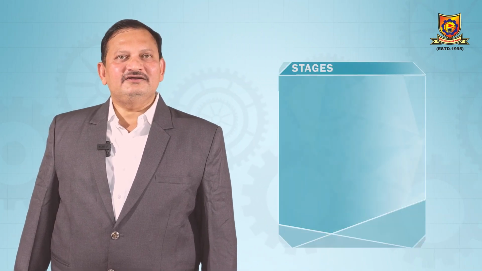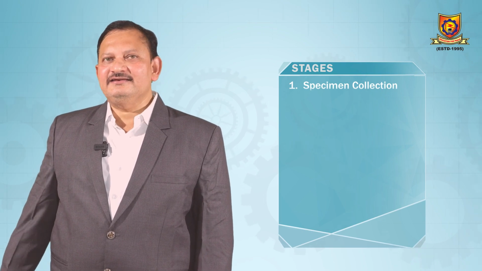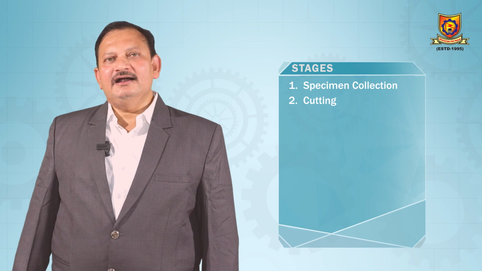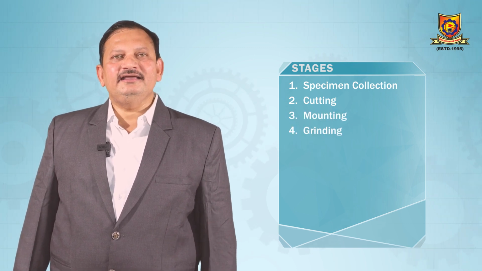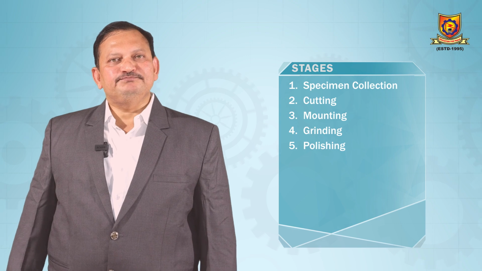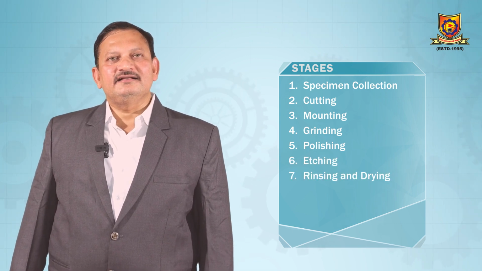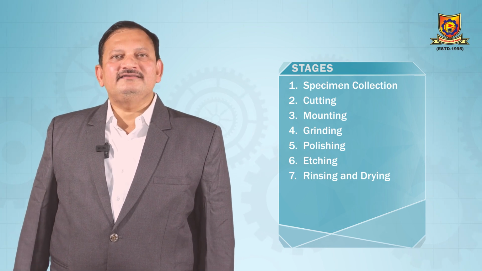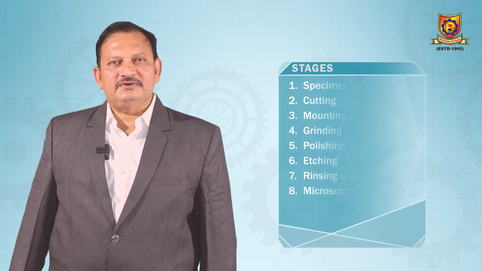For preparing a sample for microscopic examination, there are certain specific stages involved. The first stage is specimen selection, the second stage is cutting, the third stage is mounting the specimen, the fourth stage is grinding, the fifth stage is polishing, the sixth stage is etching, the seventh stage is rinsing, and the final stage is microscopic examination using a metallurgical microscope.